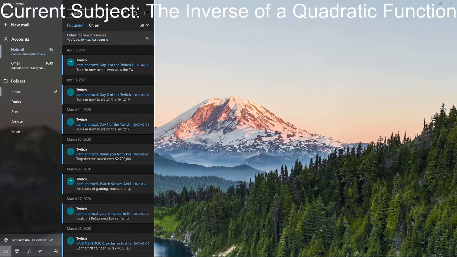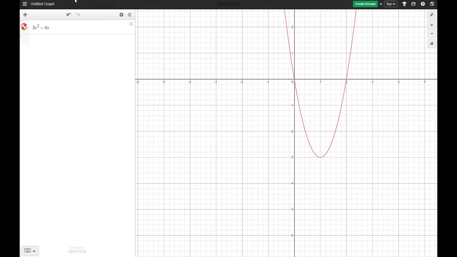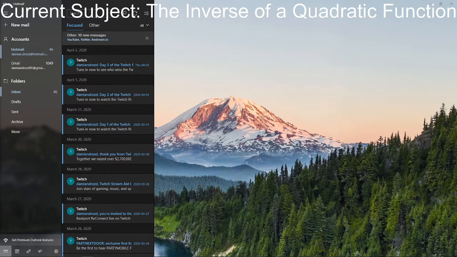What are you using to plot the graphs? It's called desmos.com. I'll link it in the chat. But yeah, I just quickly looked up some graphing software on Google. First link. It's very cool.